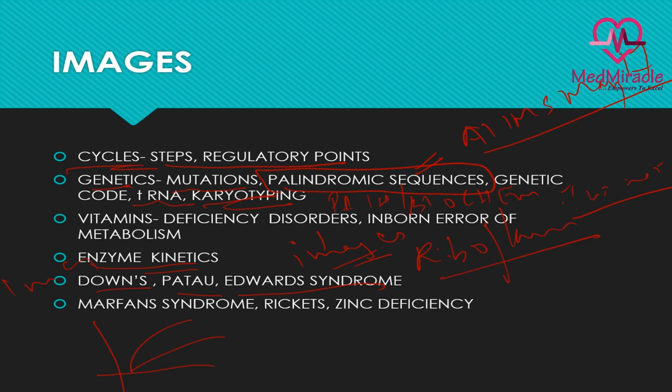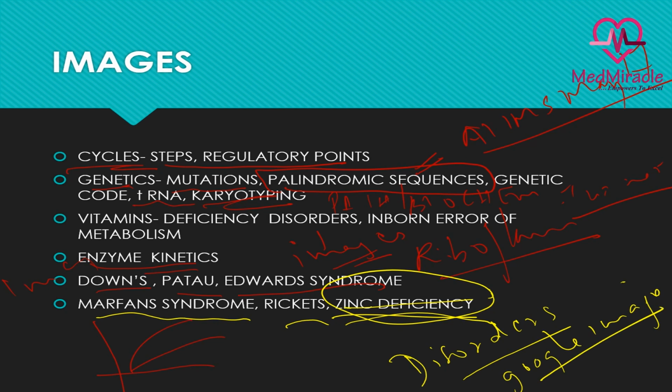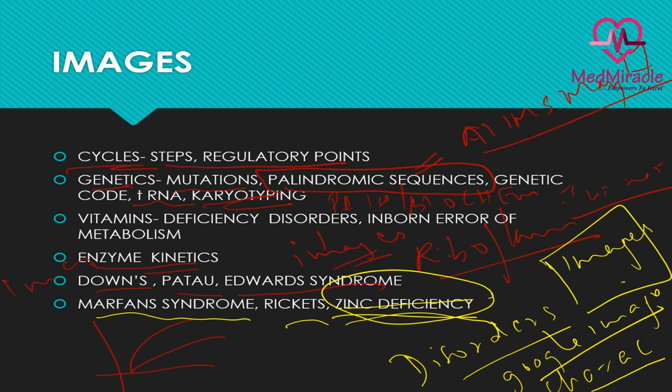Then the next thing is Marfan syndrome, rickets, zinc deficiency. Yeah, you have to be thorough with zinc deficiency also. So whenever you come across the disorders, do a Google image search. If there is a characteristic image, save it. Have a collection of images. It will help you in revision. So I think that's all you have to know in biochemistry. Thank you.